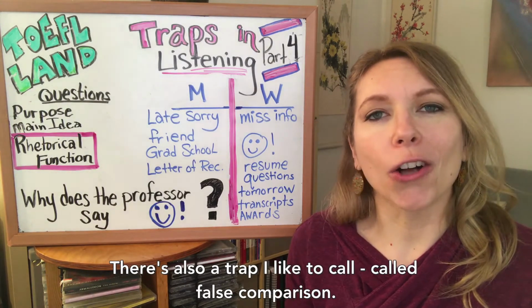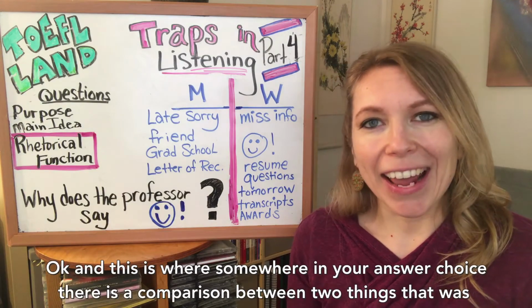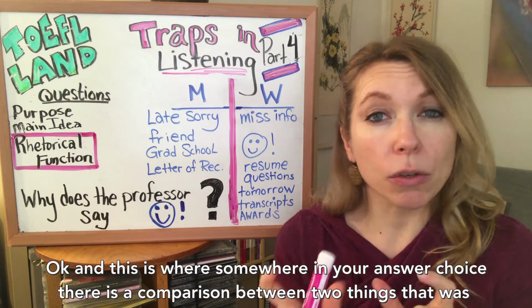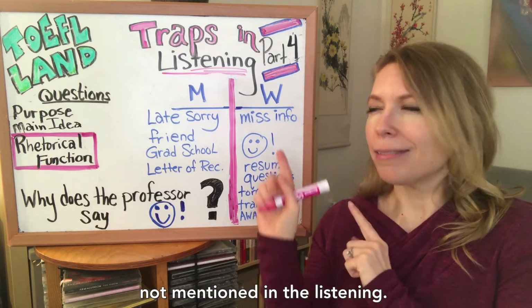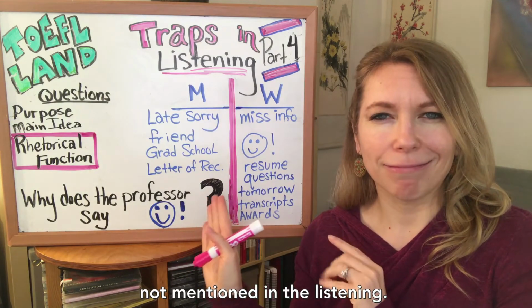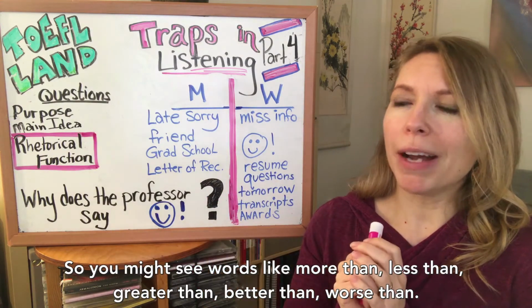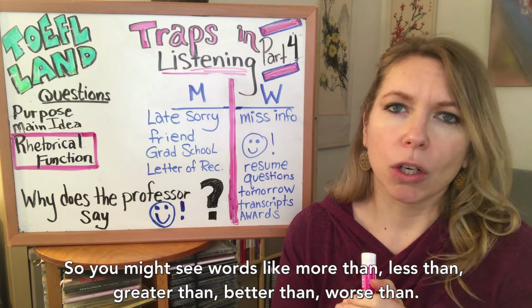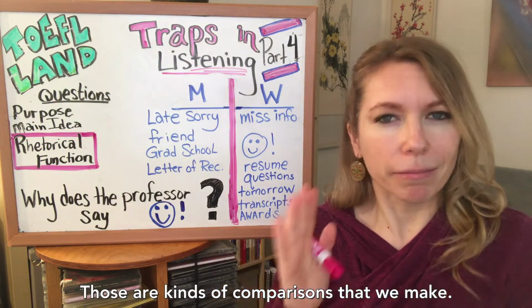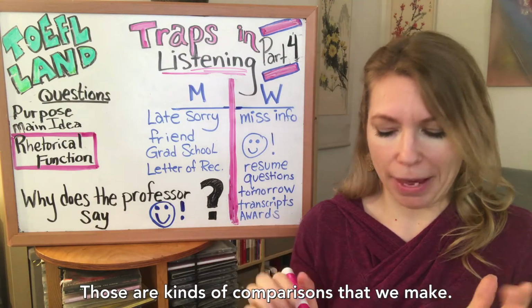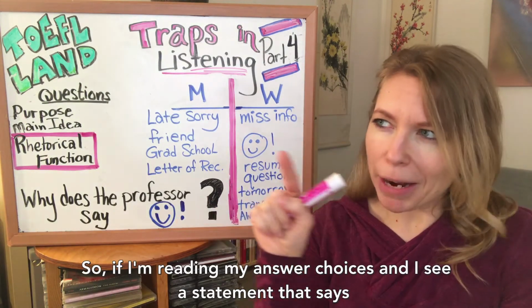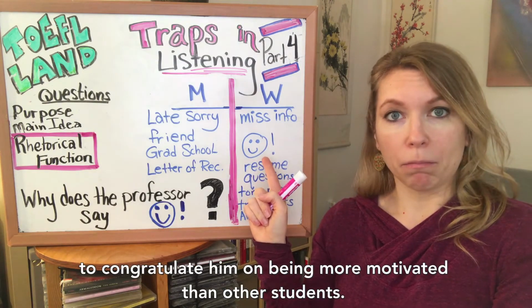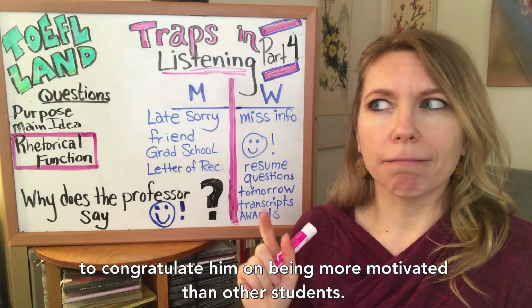There's also a trap I like to call false comparison. Okay, and this is where somewhere in your answer choice there is a comparison between two things that was not mentioned in the listening. So you might see words like more than, less than, greater than, better than, worse than. Those are kinds of comparisons that we make. So if I'm reading my answer choices and I see a statement that says, "to congratulate him on being more motivated than other students."